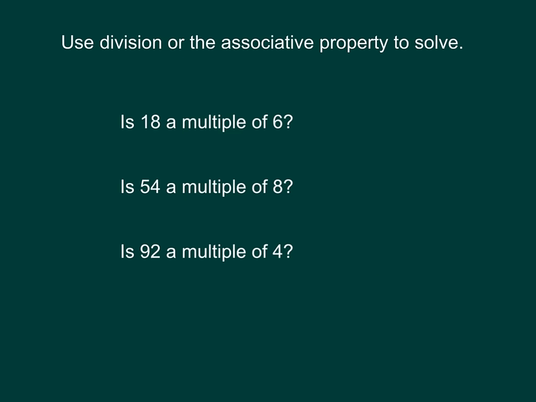Here are some other types of problems we might see. It says use division or the associative property to solve. Is 18 a multiple of 6? Well, let's see. We'll use division. And we take 18. Can we divide it by 6? Will it go in evenly without a remainder? Well, we can count 6, 12, then 18. And we know that 18 divided by 6 does equal 3. So we can answer this question, yes, 18 is a multiple of 6.